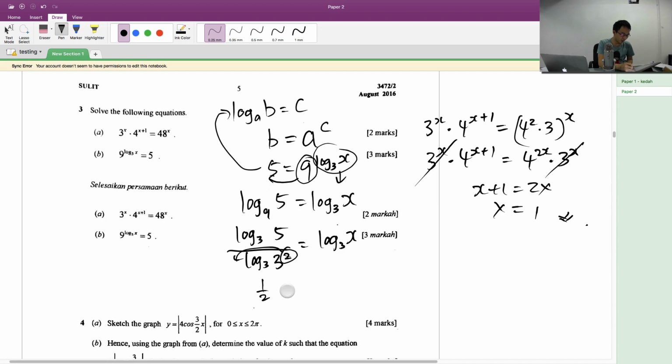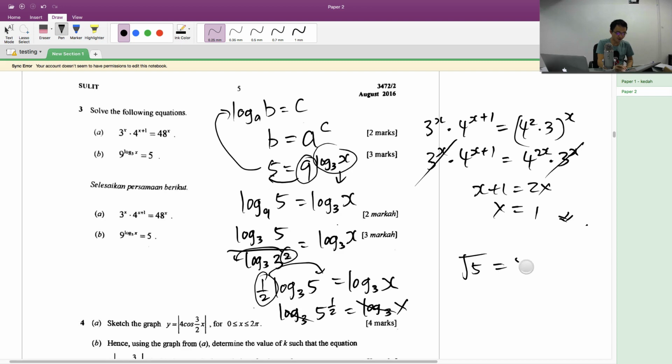So I can say this is 1 over 2 log 5 equals log 3x. The last thing I will do is move the 1 over 2 up to become the power. So log 5 to the power of 1 over 2 equals log 3x. Then log 3 and log 3 I simplify. So 5 to the power of 1 over 2 equals square root of 5 equals x. Done. This is just 3 marks. So you need to understand the laws of log, then you should be able to do this one very, very easily.